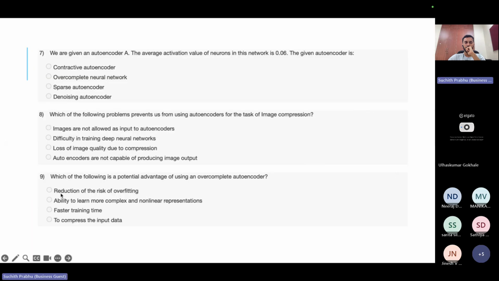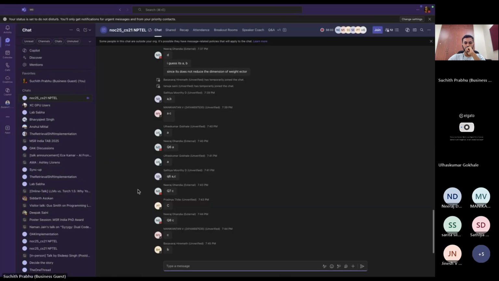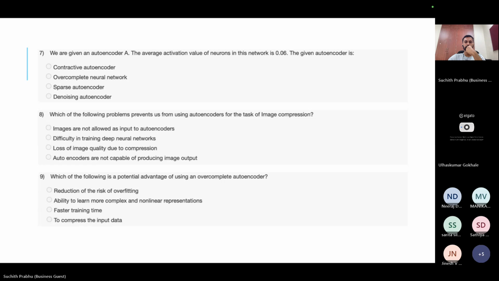So what do you think about the first option? Reduction of risk of overfitting. Is this true? I guess it depends. If you have certain regularization, then you can say yes, but not generally. So yeah, but there is a risk, right? So what could happen, like if the size of the input is very large, what is one way the model could overfit? It will just memorize what is happening and will not generalize.